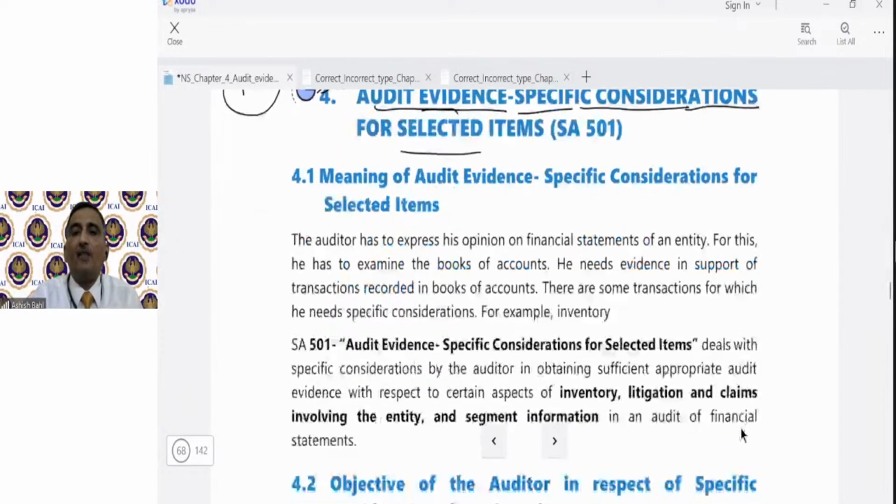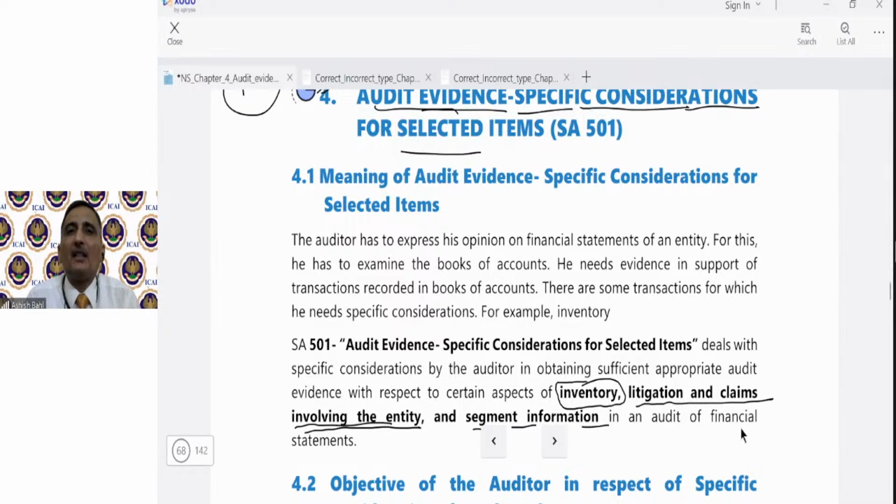So SA 501 talks about the responsibilities of the auditor while obtaining audit evidence in relation to three things: inventories, litigation and claims involving the entity, and segment information. So what are litigation and claims? When the company is in some dispute, the matter is in a court of law. So litigation means when some matter is in dispute, it is in a court of law.